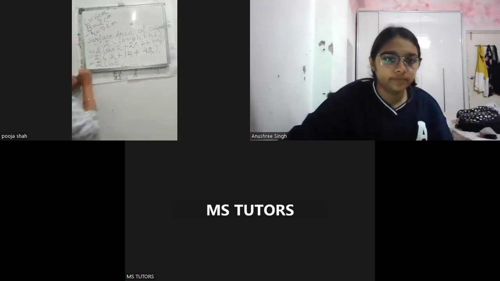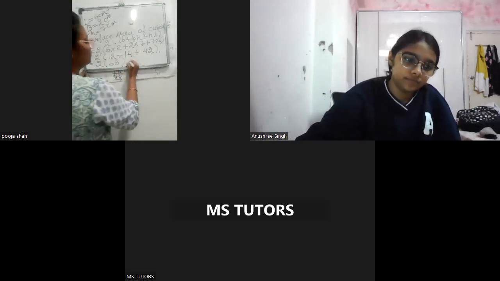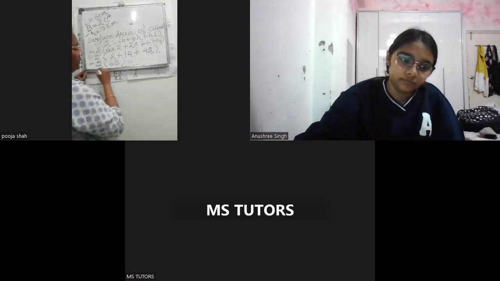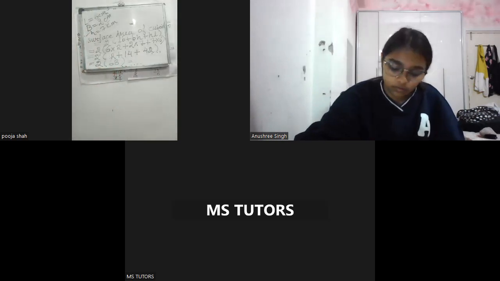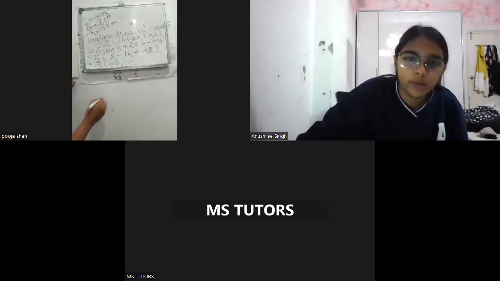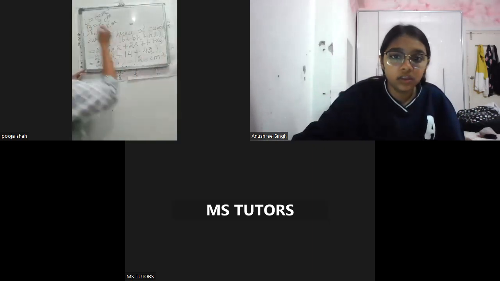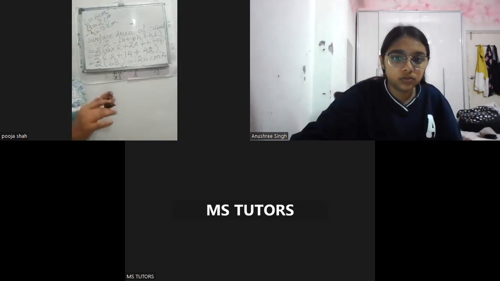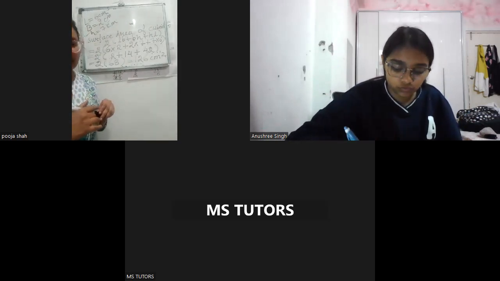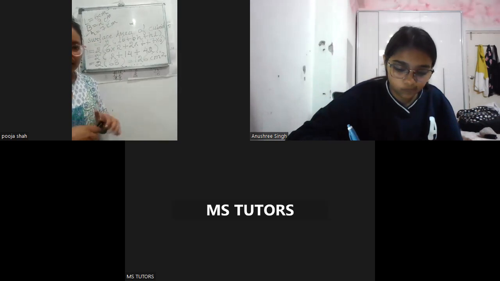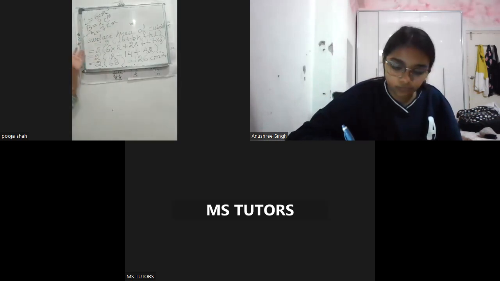68. Correct. Now we are going to multiply it by 2 and write the answer. 68 times 2 becomes 136 centimeter square. This way we will write step by step, so that each step will also be considered for marks. Is this clear to you?